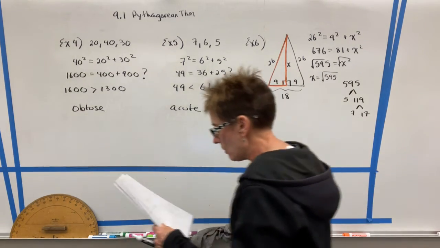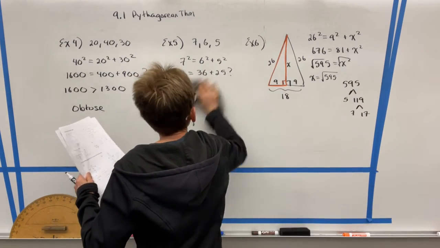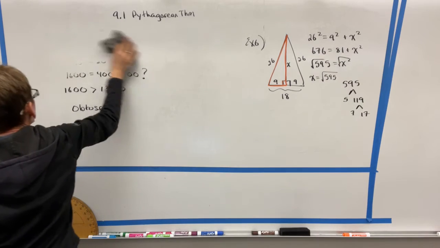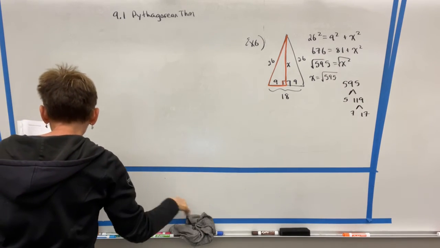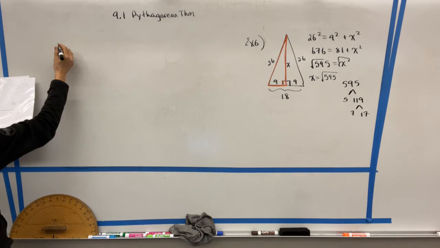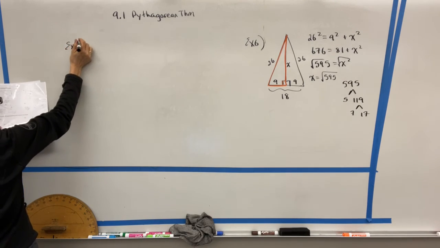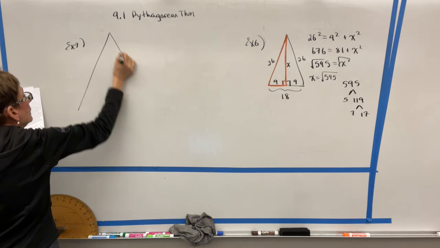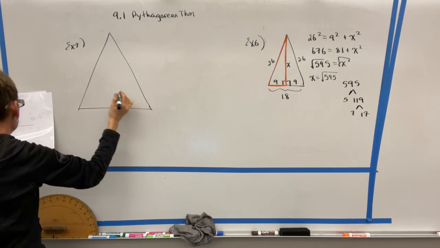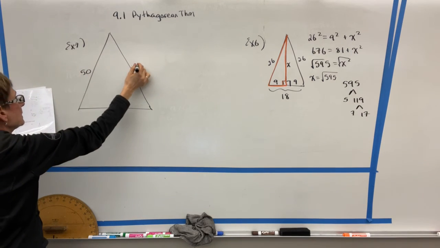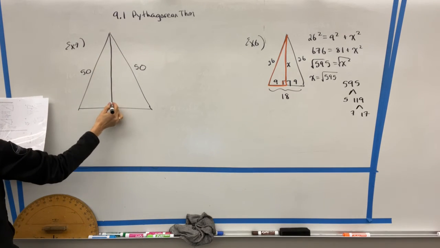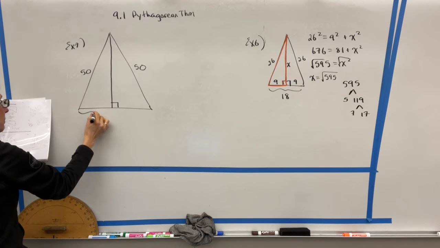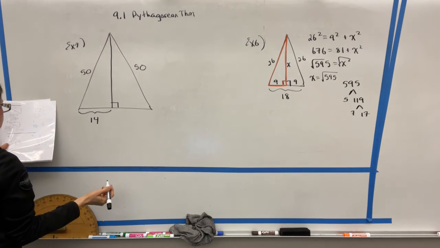All right, we're going to do one last example here. Example number 7. We're going to find the area of the isosceles triangle. So let's do example 7. We have an isosceles triangle. We're given that these two sides here are congruent. They're both 50. And then this length right here is 14.